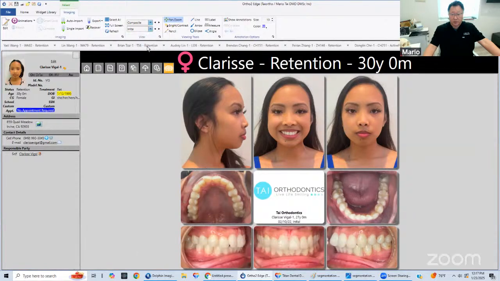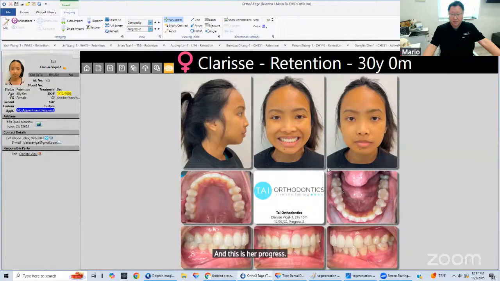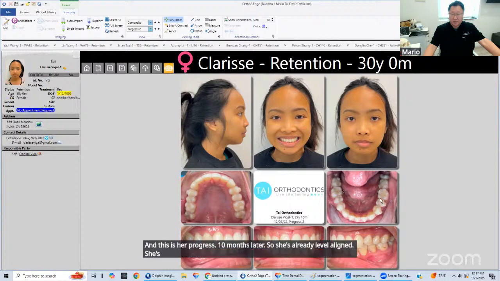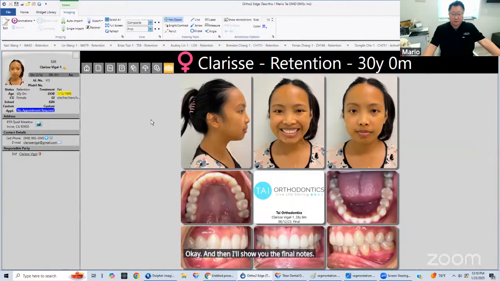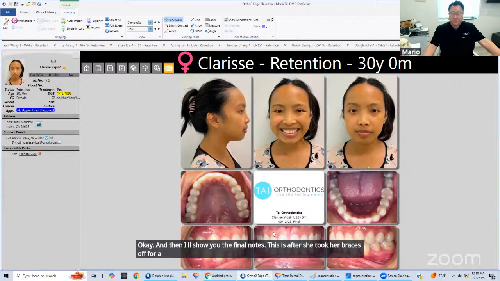And this is her progress 10 months later. So she's already level aligned. She's wearing only aligners. I did not move the posterior teeth. Okay. And then I'll show you the finals. This is after she took her braces off for a while. I wanted everything to heal up. So this was taken in September 2023, and she's already done.